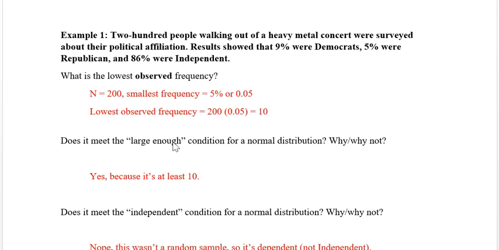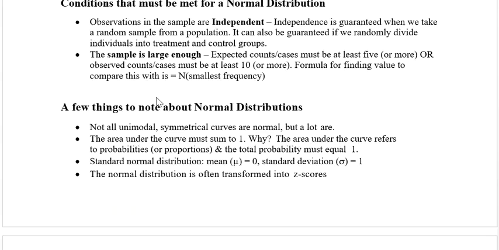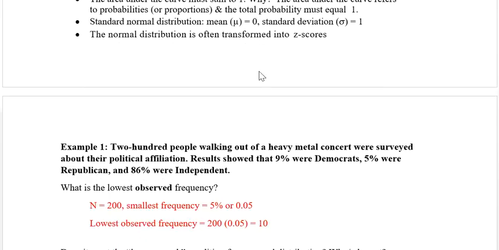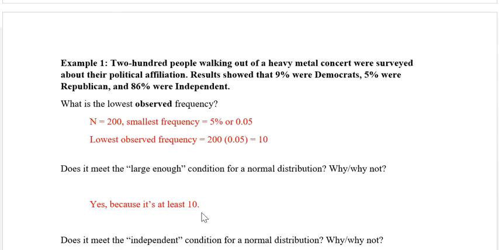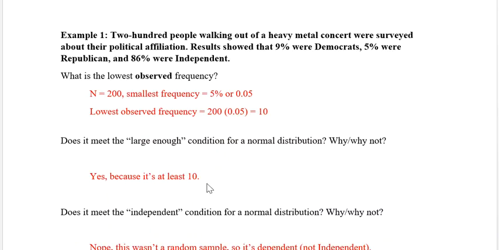So does this meet the large enough condition for a normal distribution? Well, remember the large enough condition is right here, the conditions that must be met. Observed must be at least 10 or more. And here our lowest observed frequency is 10 or more. So does it meet the large enough condition? Yes, because it is at least 10.